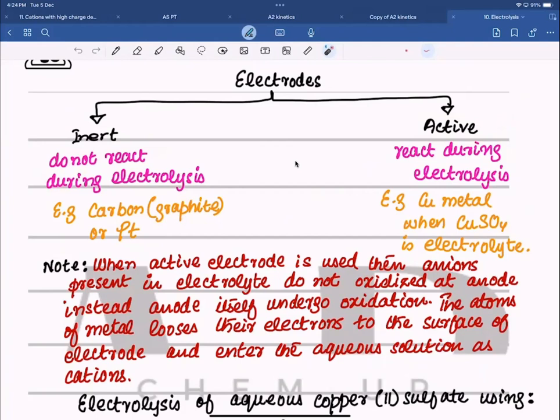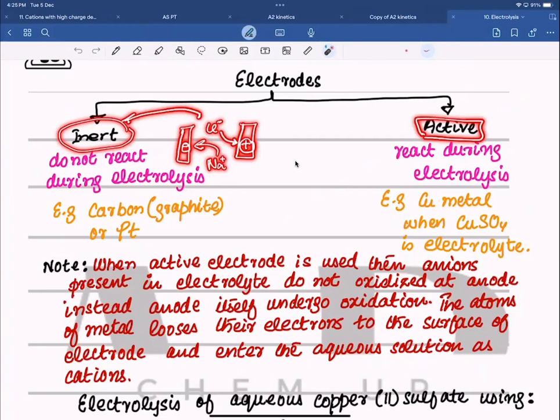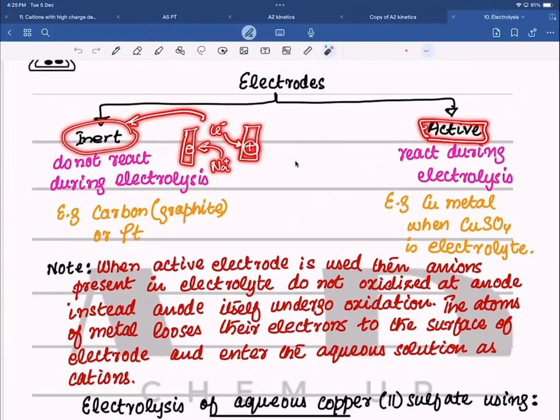Now, in an inert electrode, if you recall, there is one negative electrode and the other one is the positive electrode. During the electrolysis process, the positively charged ions go towards the negative electrode and get reduced. The negatively charged ions are attracted towards the positive electrode and get oxidized. But this is the case when it is inert. When the electrode is active, the positive electrode is not going to attract the negative ion from the solution towards itself. That is the concept that you have to understand.